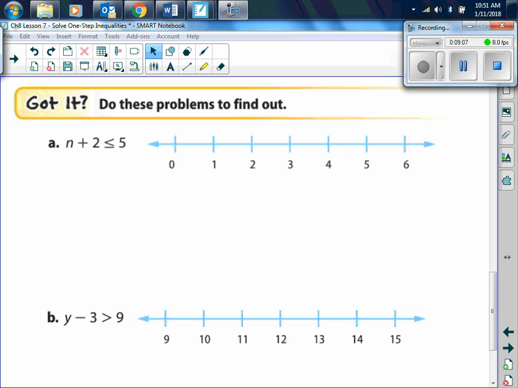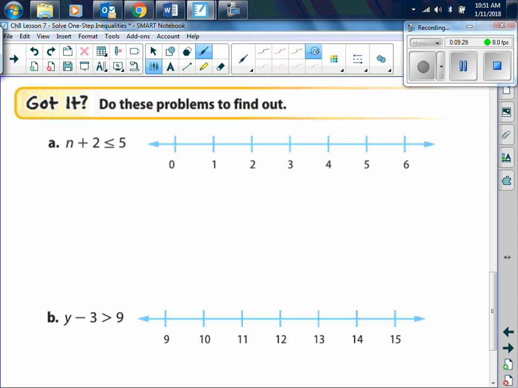All right. So for the got it problem A, we want to solve and graph n plus 2 is less than or equal to 5. When we're solving, we're going to cover up our variable. So what does that mean we need to get rid of? A plus 2. How are we going to do that? Subtract 2. Very good. So we're going to subtract 2 on both sides.